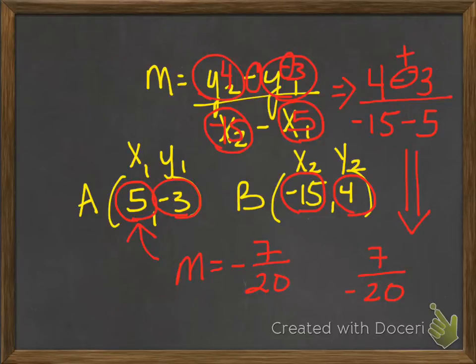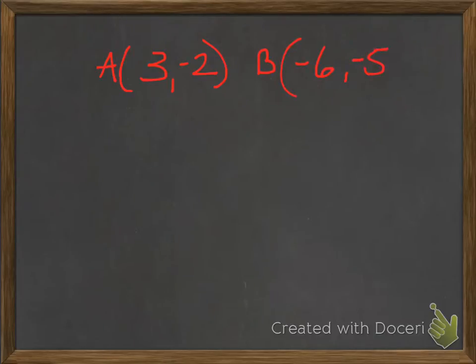But this is just the algebra of it all. This is just calculating the slope given 2 points. You don't have to draw it. For example, let's actually just try it out on 2 points. I'm going to give you point A. I don't know. Let's do 3, negative 2. And let me give you point B, negative 6, negative 5. And I want you to find the slope given the 2 points.